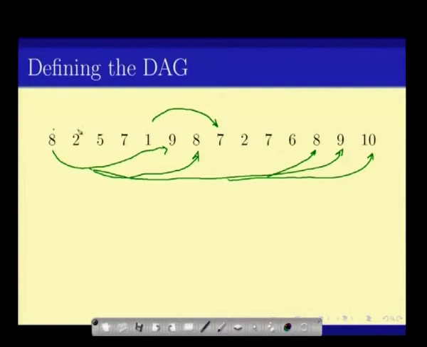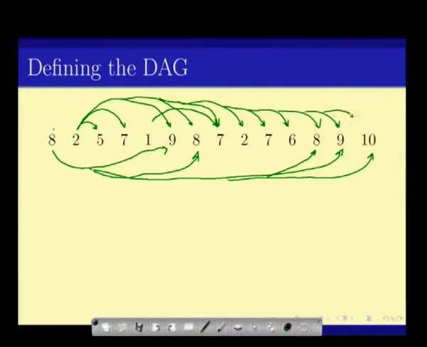Similarly, for 2, I will have to draw an edge to 5, I draw an edge to 7, I cannot draw an edge to 1, but I can draw an edge to 9, I can draw an edge to 8, I can draw an edge to 7, 6. Similarly, I keep on doing it. Thus, given this sequence of numbers, I would be making a directed acyclic graph, what is known as the DAG.